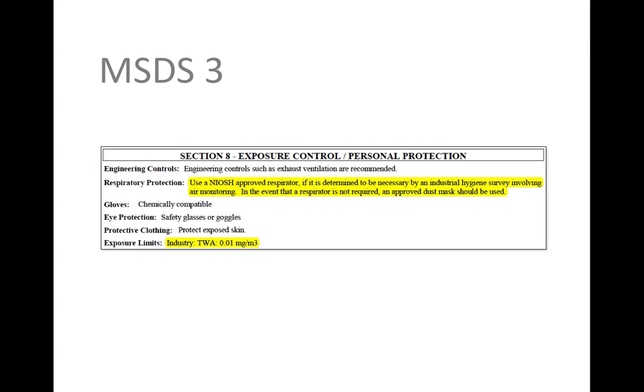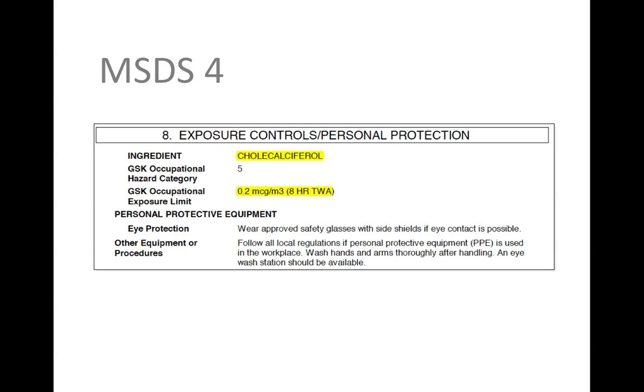Returning to our example on vitamin D3, in our third example of a MSDS, things start to get kind of interesting. Here they state that the industry TWA is 0.01 milligrams per cubic meter. Now, that's a really low exposure limit and very, very difficult to contain. I also find it interesting that they state it's an industry TWA, but really don't identify the source. All right, moving right along.